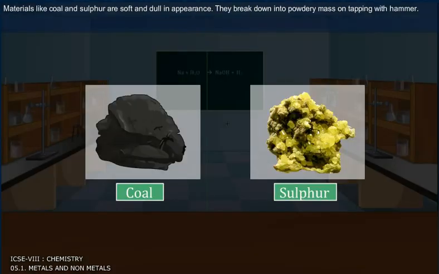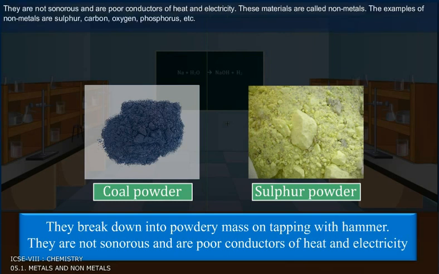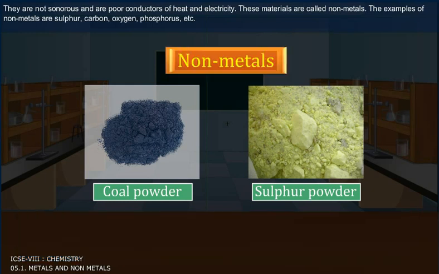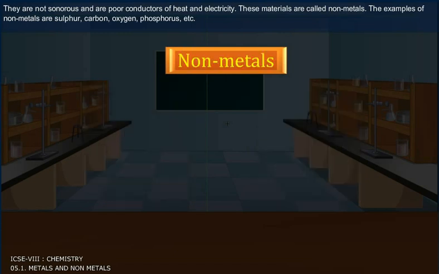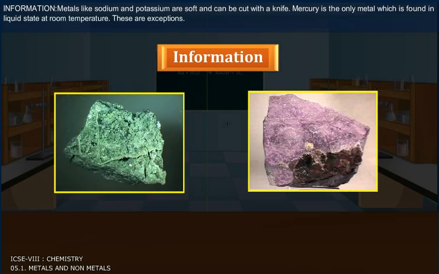Materials like coal and sulfur are soft and dull in appearance. They break down into powdery mass on tapping with hammer. They are not sonorous and are poor conductors of heat and electricity. These materials are called non-metals. The examples of non-metals are sulfur, carbon, oxygen, phosphorus, etc.